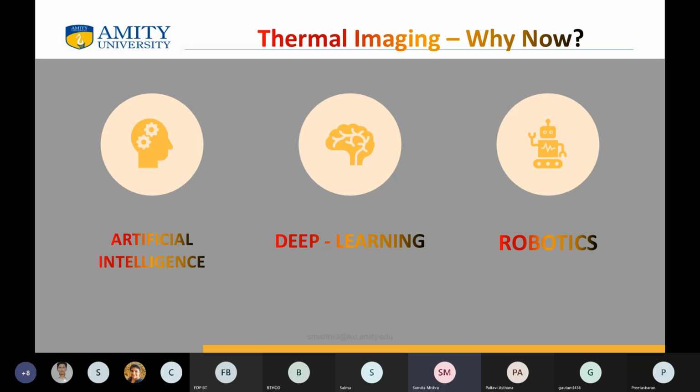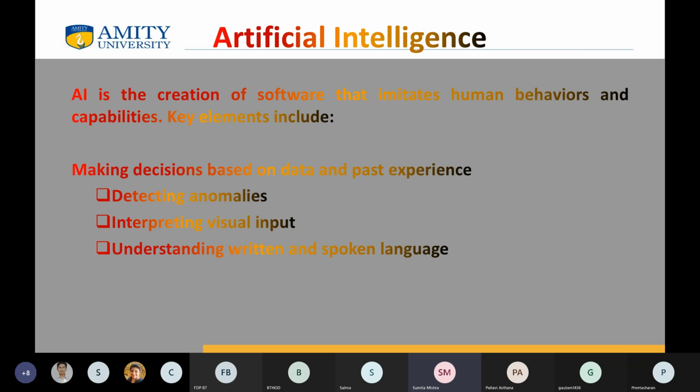So when these non-deterministic problems occur, then artificial intelligence can provide a successful solution. So we integrate thermal imaging with AI. Then let's briefly go through a description of AI, because there may be some people who may not be much familiar with this concept. So AI is basically the creation of software that can imitate human behavior. Okay, so the capabilities of human behavior can be implemented with the use of AI.